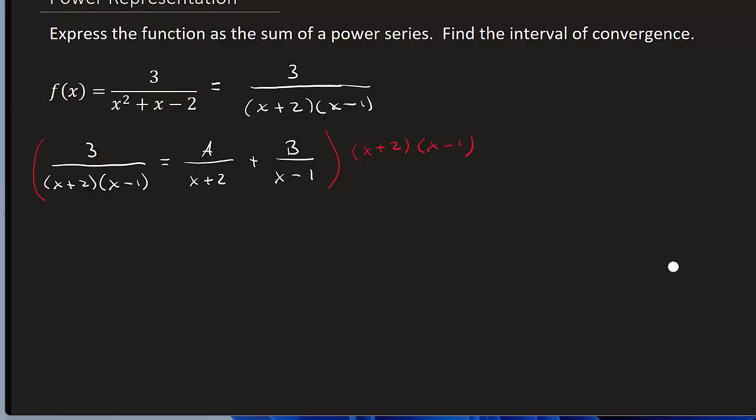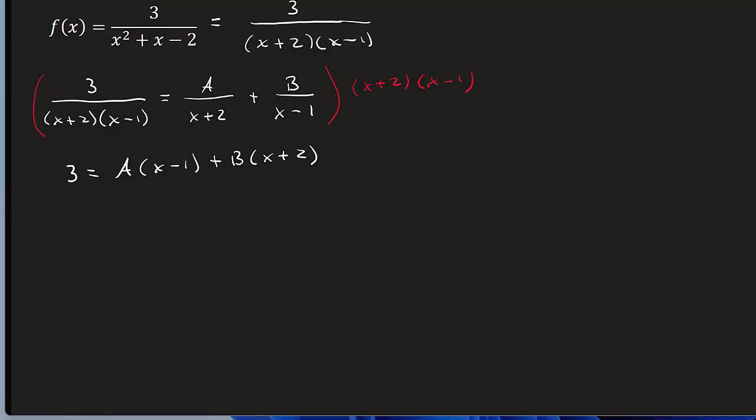That's going to give us 3 is equal to A times x minus 1 plus B times x plus 2. And here we're going to let x equal, I'm sorry, not negative 1, positive 1. I think when I put negative 1, I was looking at this right here and the negative popped in my head for some reason. But anyway, plug in the 1, that's going to make this go to 0. 1 plus 2 is 3, so that's going to be 3B, and so we get B is equal to 1.